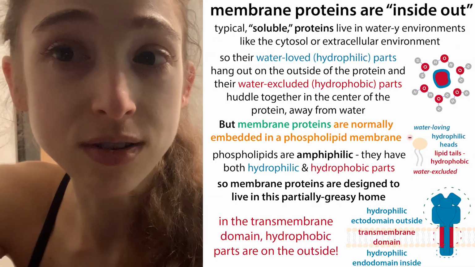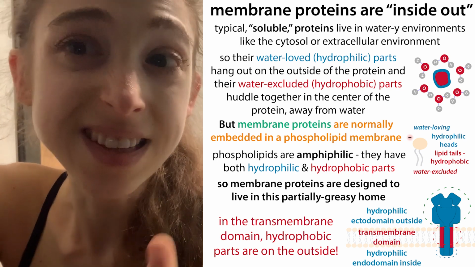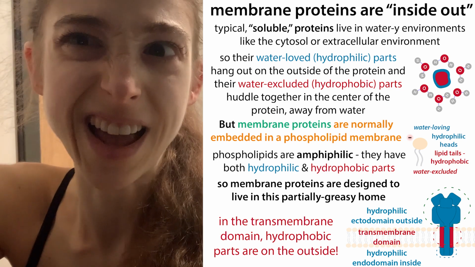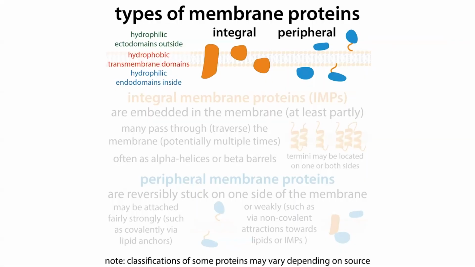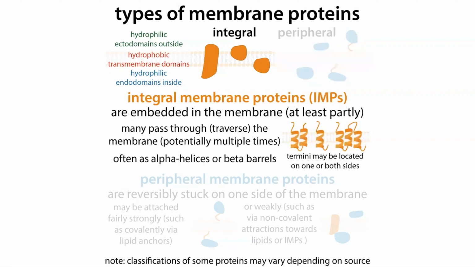But membrane proteins are also difficult to study because at least parts of some of them are inside out, kind of. Let me explain what I mean. First, just to note that I'm going to be talking mostly about integral membrane proteins. So there are two main classes of membrane proteins, and exact classification is going to vary depending on where you're looking. But we can classify them as being integral membrane proteins, or IMPs, if they're embedded in the membrane, at least partly. And so as we'll see, many of these are actually going to pass through or traverse the membrane. They're going to be transmembrane proteins.